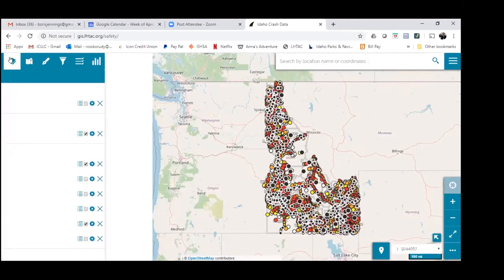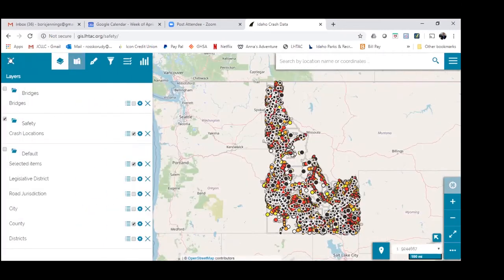Once again, we're going to go over to the left-hand side and click the button that's got the little pin on it. It's just going to bring up a bunch of defaults, and we're going to leave those defaults just like they are. You can notice my pointer is over the default of safety, selected items, and it'll show the counties on the map. We just want to leave those alone for the purposes of trying to get our safety data.